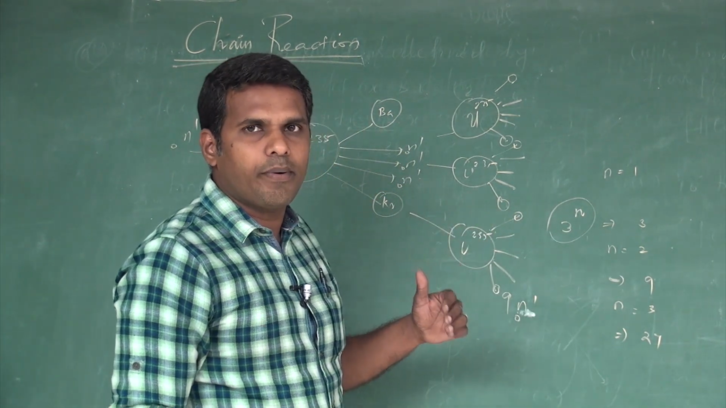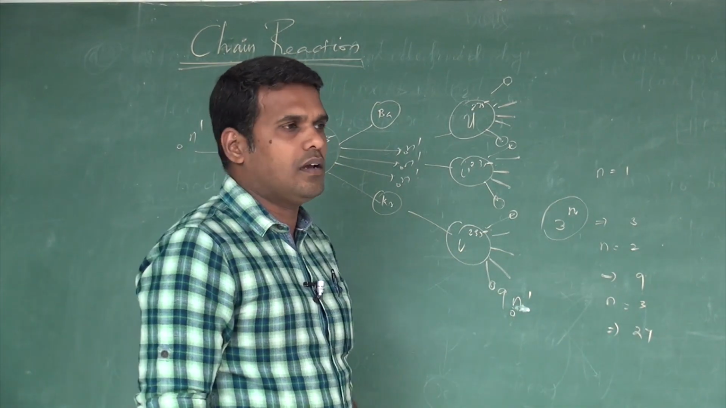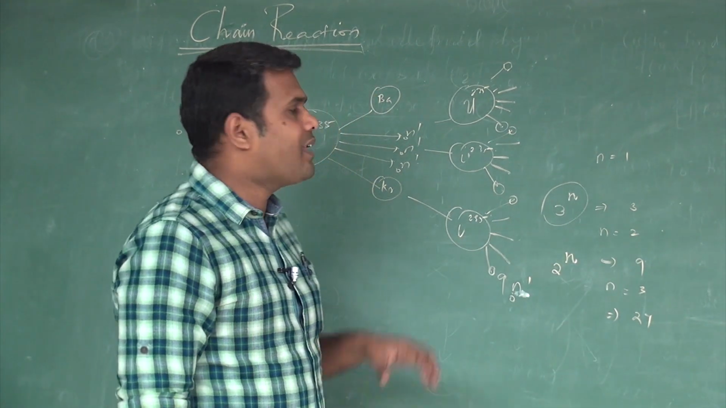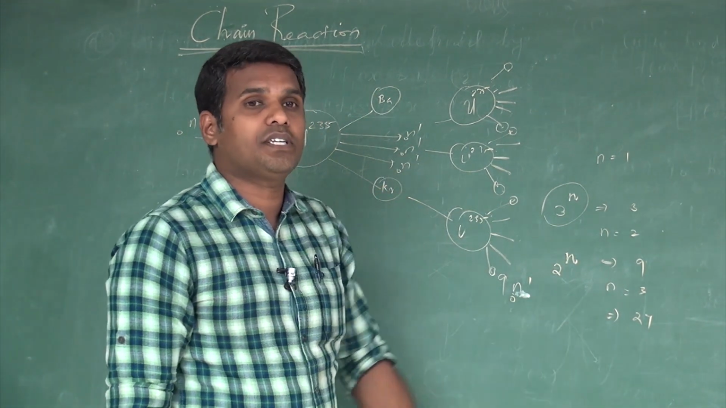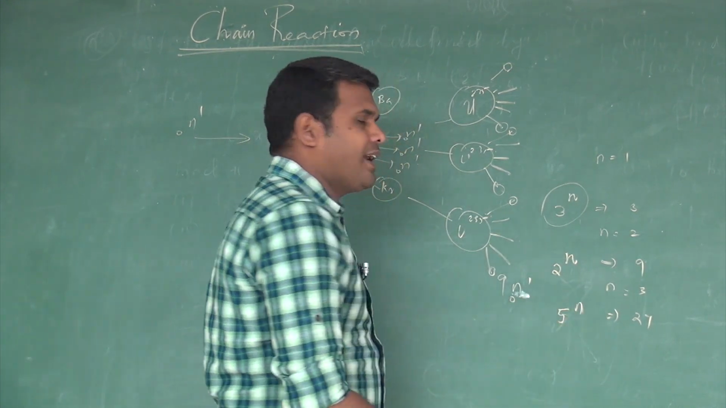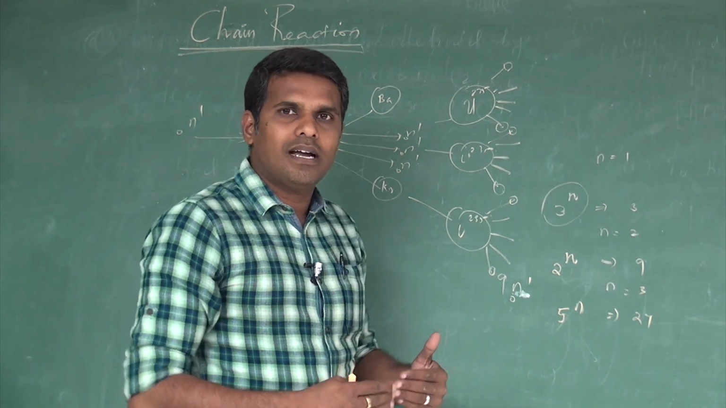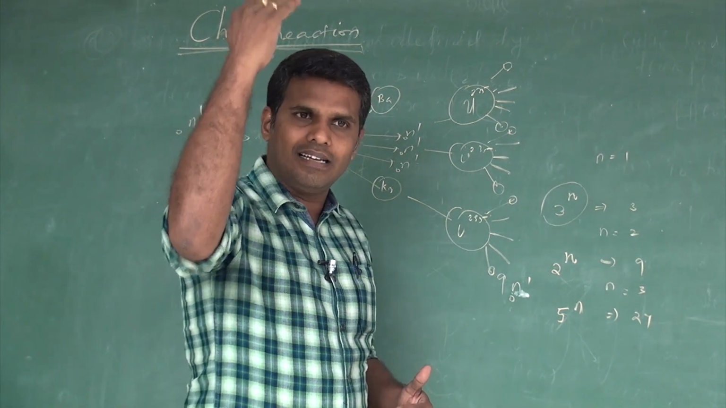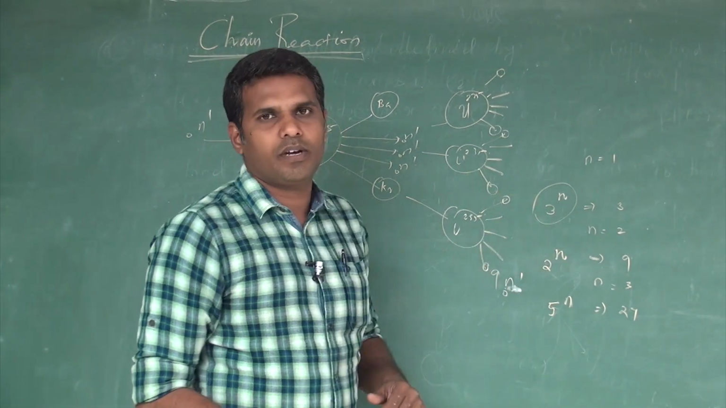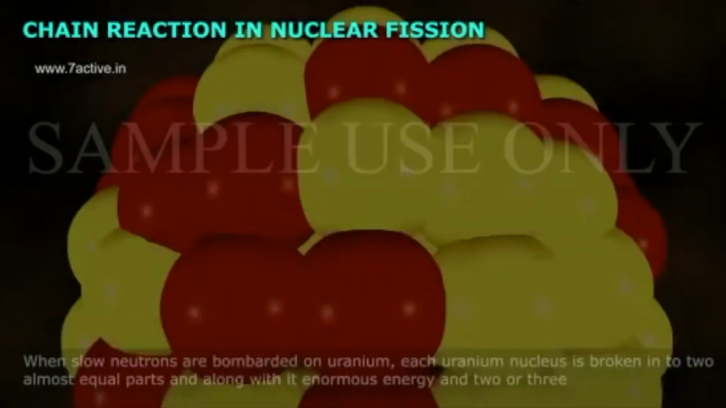If 2 neutrons are produced in each fission, then the geometric progression we used to call GP is 2 power n. If there are 5 neutrons produced in each fission, then the geometric progression is 5 power n and so on. So the number of neutrons produced at the second step or fifth step or at the eighth step can be easily calculated or easily found using the geometric progression. There are two kinds of chain reaction.